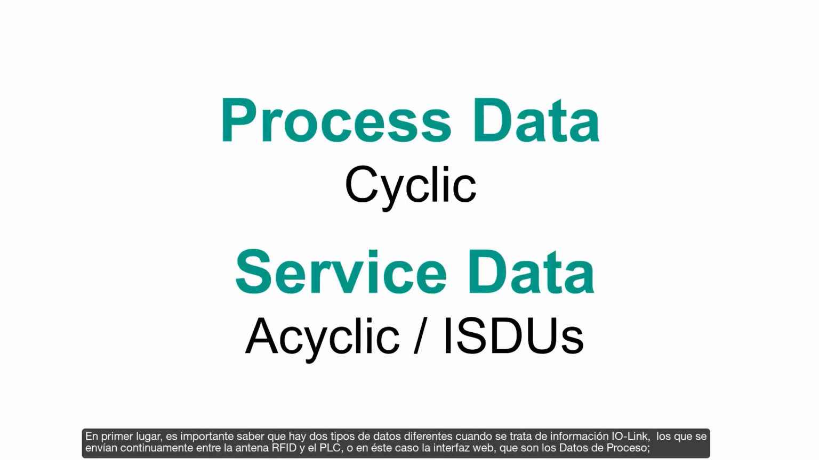So first, it's important to know that there are two different types of data when dealing with IO-Link. Data that is sent continuously between the RFID head and a PLC, or let's say the web interface, is process data. And then there's data that is sent acyclically, or when you or something like a PLC asks for it. This is referred to as an ISDU, or Index Service Data Unit. And it's not hard to remember. Just think of the word service. It serves your request whenever you or a PLC asks, even during operation.